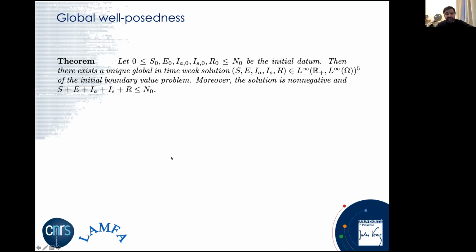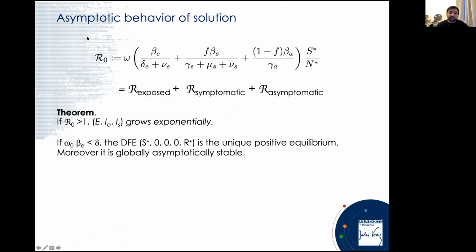So you can do mathematics. It's a bit more complicated, but you have global well-posedness. Again, it is also difficult to compute what is the basic reproduction number for the PDE. But still, you can have the same condition, the same basic reproduction number, and exactly the same type of theorem. So if R0 is greater than 1, you have exponential increasing.